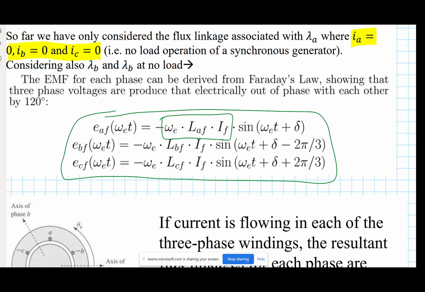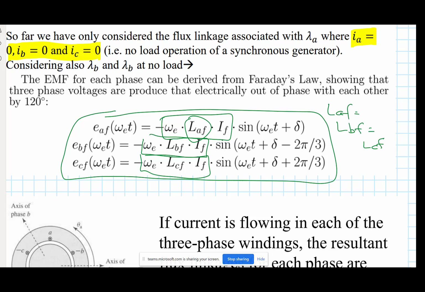Now, because of symmetry of the windings, these are scalars. LAF equals LBF equals LCF. So the 3 windings are identical, the 3 phase windings on the stator, as far as number of turns and distribution factors, and then you've got linking that to a field winding. And so you would get the same voltage.